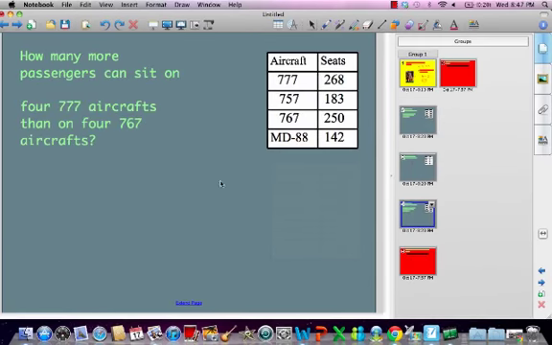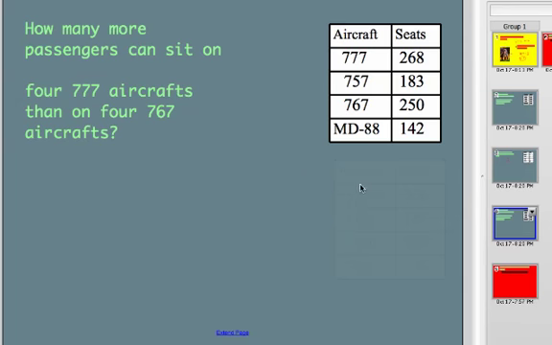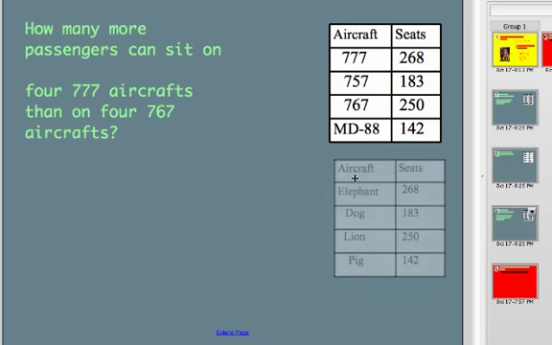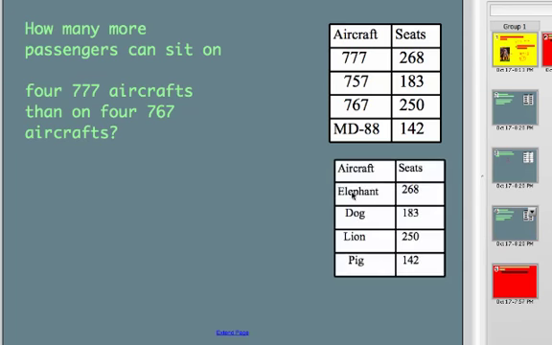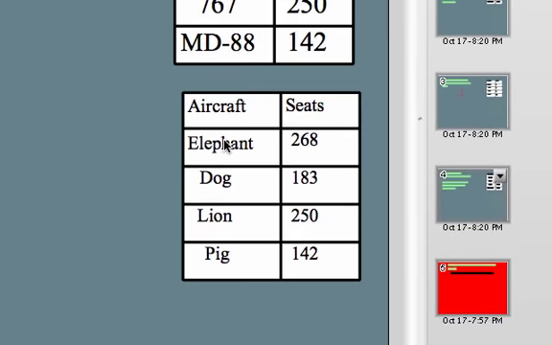Now, the other problem they have is that the aircrafts are called numbers, and that's confusing as anything. So it's okay to pretend that your aircrafts are whatever names you want to give them. So I gave them names of animals, and I made the biggest animal have the most number of seats. I kind of did it that way all the way down. I consider a lion to be bigger than a dog.